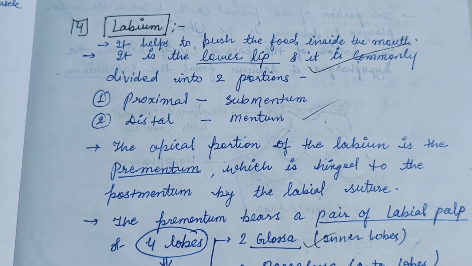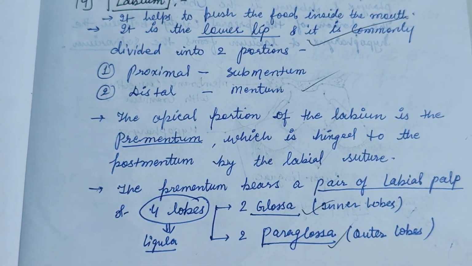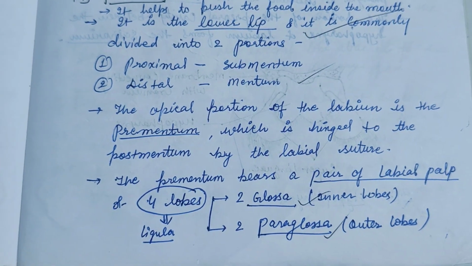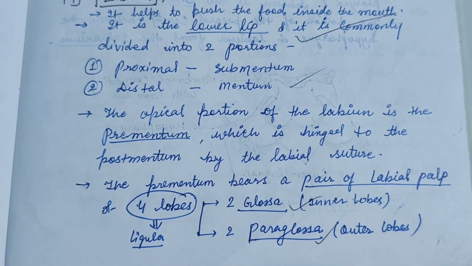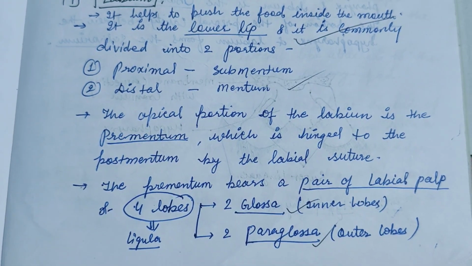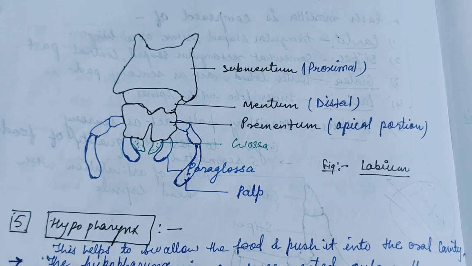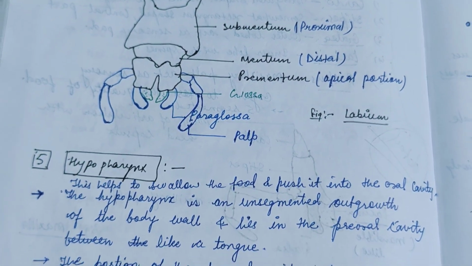Next part is the labium. It is also known as the lower lip and has a proximal submentum and a distal mentum. The prementum bears a pair of labial palps and has four lobes known as the ligula, the four lobes being the two glossae and the two paraglossae. The figure of the labium shows the submentum, mentum, prementum, glossa, paraglossa and the palp.